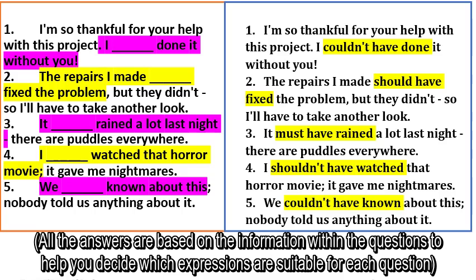Number 3, it must have rained a lot last night. There are puddles everywhere. The fact that there are puddles everywhere indicates certainty about rain last night. Number 4, I should have watched that horror movie. It gave me nightmares. The meaning is, I watched it. I regret it. It was not my expectation, but it happened.